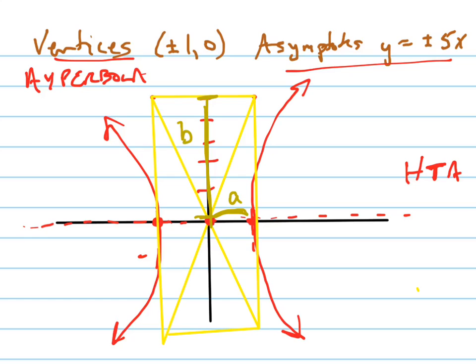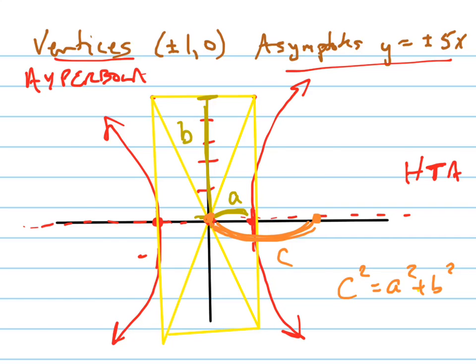And C is the distance from here to the focus. That distance is C right there. And the relationship is that C squared equals A squared plus B squared. So in order to write my equation, which is what they want me to do, I have most of my equation ready. The center's at 0, 0, so that makes it easy.